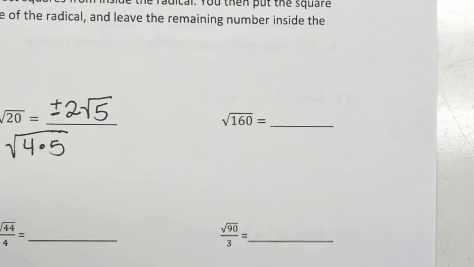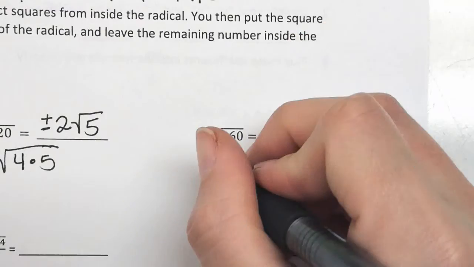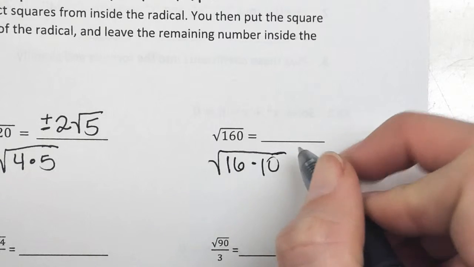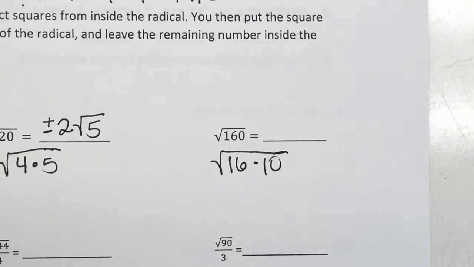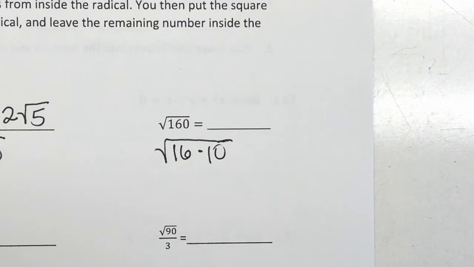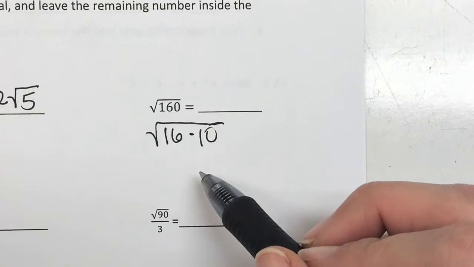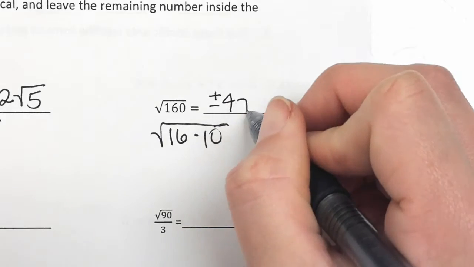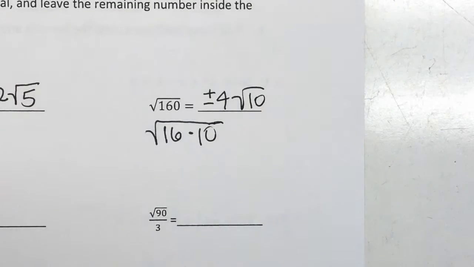Okay, making sure. So let's break this up. Square root of 16 times 10. Good. Are there any perfect squares that can divide into 10? So 5 and 2 are perfect squares? No. So are there any perfect squares that can go into 10? No. What's the square root of 16? 4. So what do we put up here? Plus or minus 4, square root of 10. Very good.